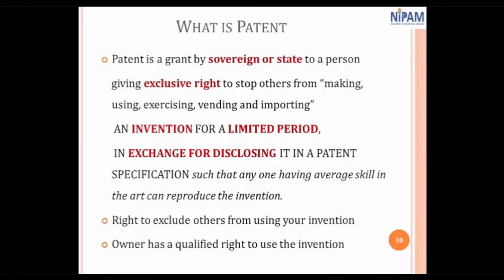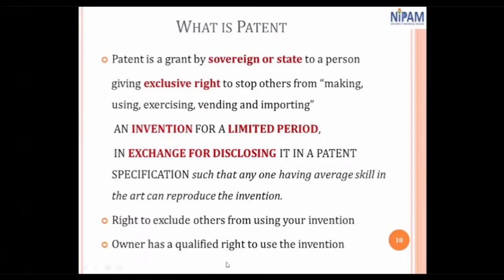And if the patent office feels that yes, the innovation is inventive and it is worth patenting, then an exclusive right, which comes under the category of patent, is given to the inventor. So the inventor has to disclose the invention to the patent office, and the patent office grants the patent to the inventor. So after getting the grant, it basically gives the right to exclude others from using your invention.